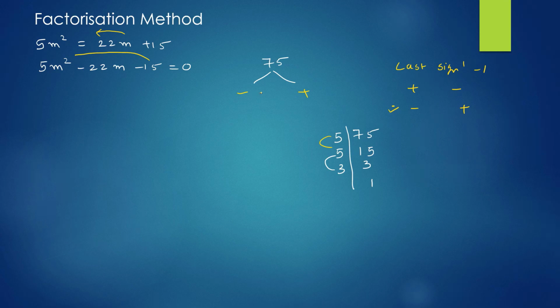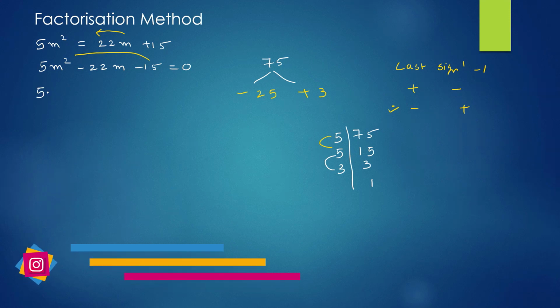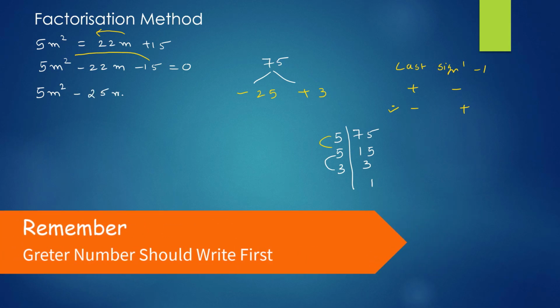So our answer will be 25 and 3. These are the answers. So let's solve the sum. 5m square minus 25m plus 3m minus 15 is equal to 0. We are writing the terms in place of minus 22.